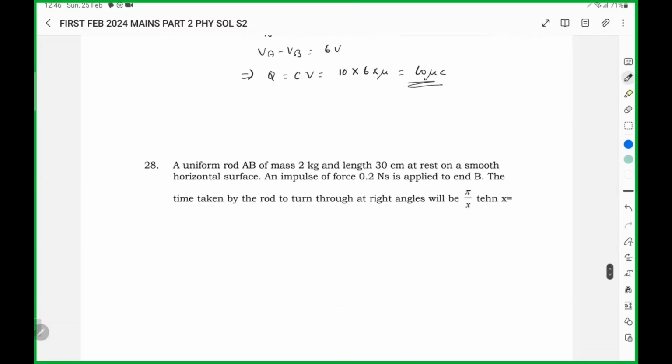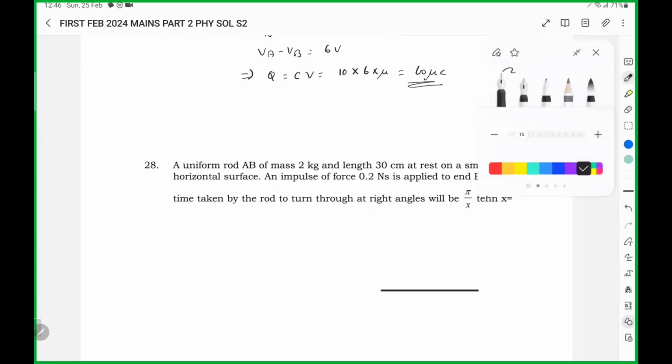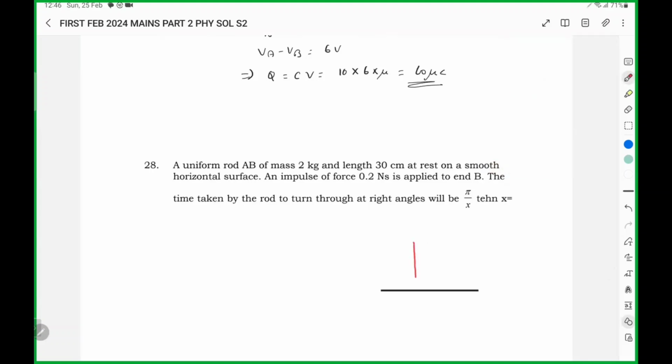Here a uniform rod AB of mass 2 kg, length given as 30 centimeters, is at rest on a smooth horizontal surface. An impulsive force of 0.2 newton second acts on it. So the impulse, that is F into t, is 0.2 newton seconds. F will be 0.2 by t.